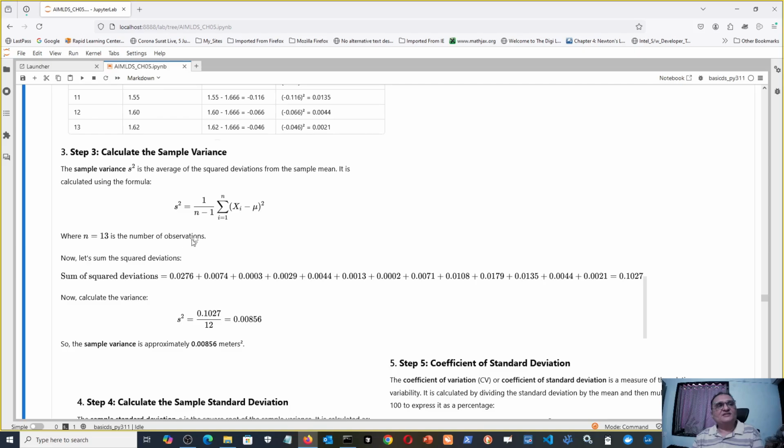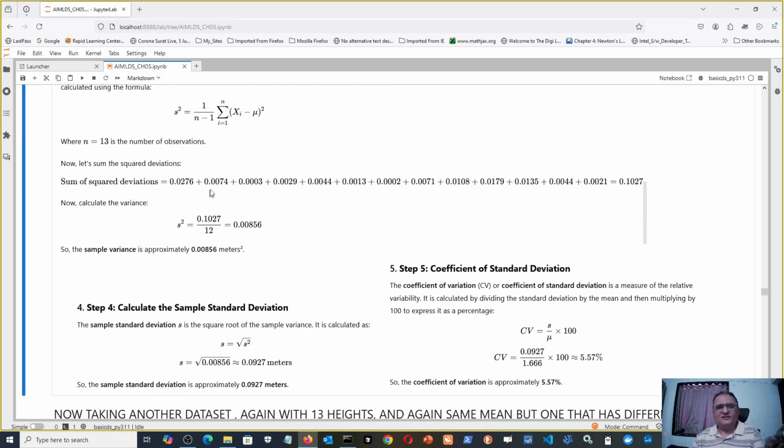Now we have also discussed this earlier, but again: for a sample you don't divide by n but by n minus 1, and for a population you divide by n only. That has something to do with a concept called degrees of freedom, but we don't want to delve that deep into it. Instead, just remember that for a sample we divide by n minus 1.